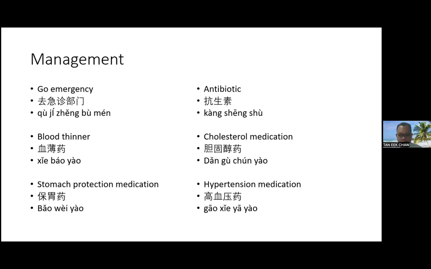So if a patient has a heart attack, so you have to tell the patient you have to immediately go to emergency department. So in Chinese we call 去急诊部门. And don't forget, if a patient has a heart attack, as a primary care, also you have to load the patient with blood thinner. So like for example aspirin, right? So you have to facilitate the management in the emergency department. So you can start with aspirin.